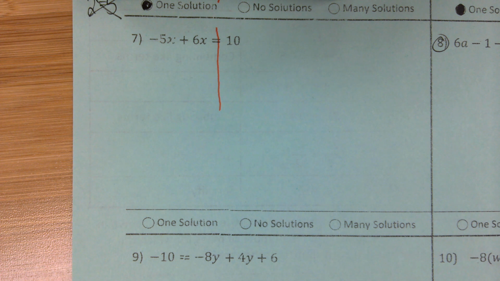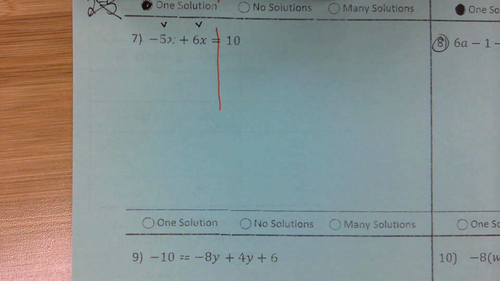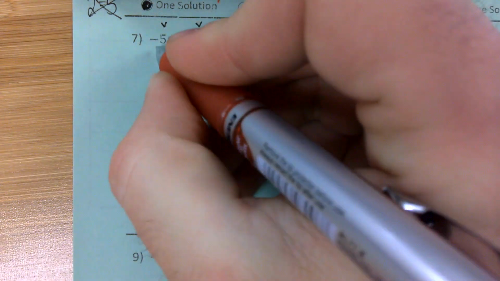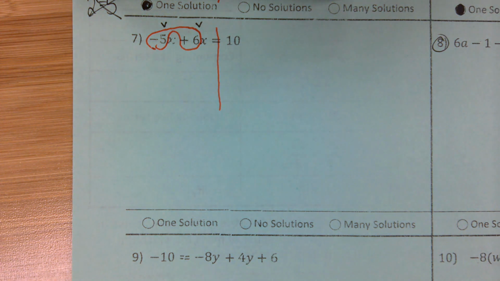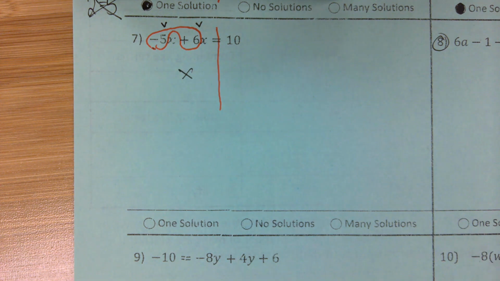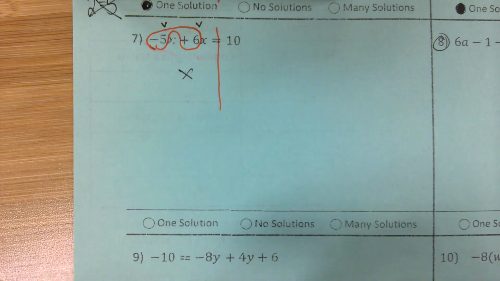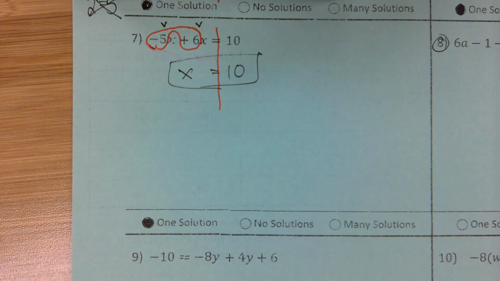Combine like terms. Exactly. Negative 5x is a variable term. 6x is also a variable term. So we can, and they're on the same side. Exactly, Azalea. They're both on the left. So if we combine negative 5 and positive 6, what do we get? X equals 4. Just x. 6x minus 5x, or negative 5x plus 6x just gives us 1x. So x is equal to 10. Super simple, right?